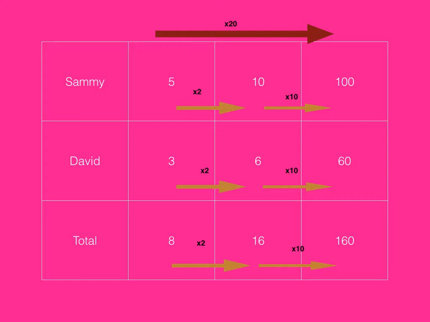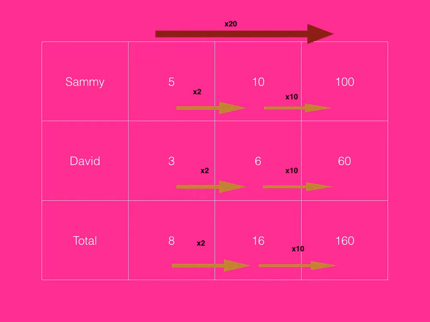The problem says Sammy and David were selling water bottles to raise money for new football uniforms. Sammy sold 5 water bottles for every 3 water bottles David sold. Together they sold 160. How many did each boy sell? So we should do a ratio table to solve this problem.